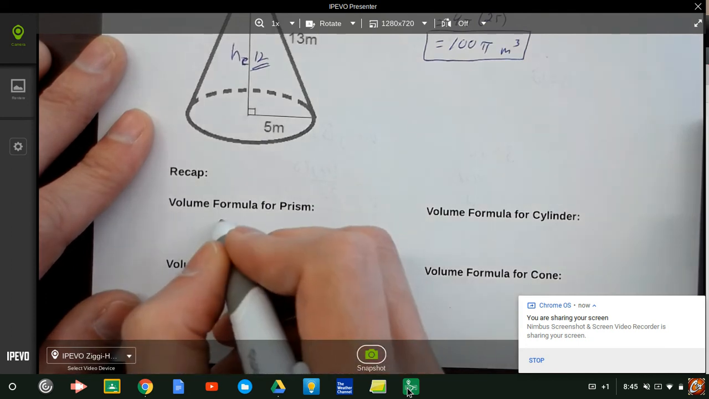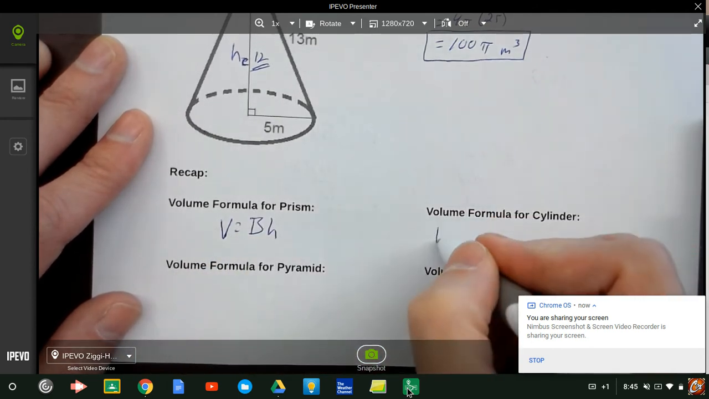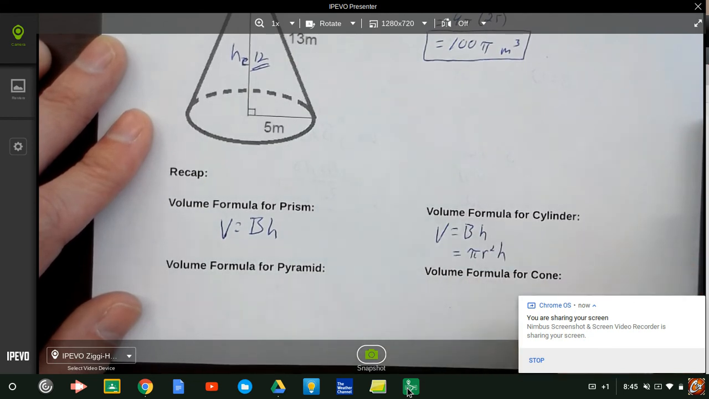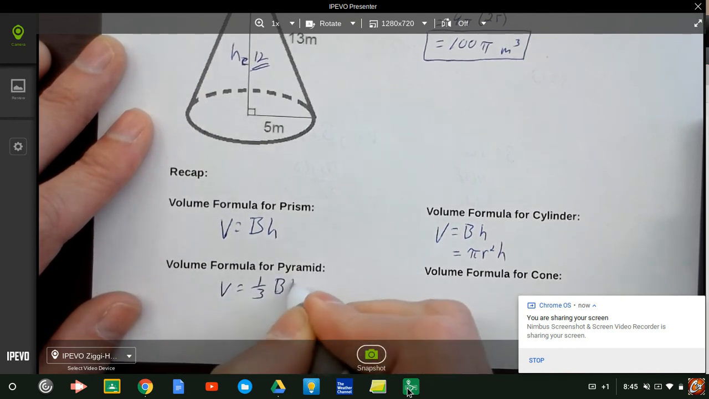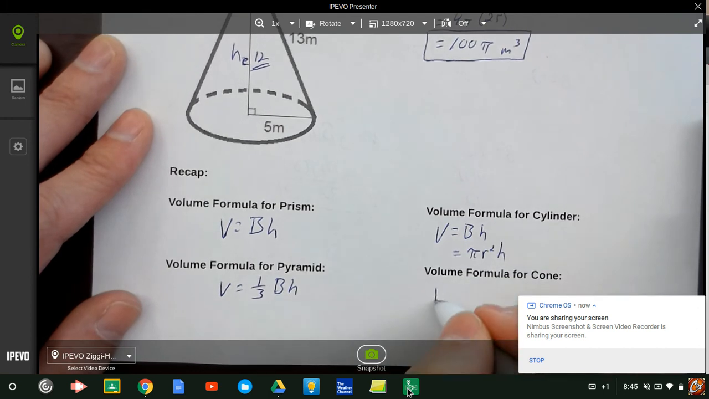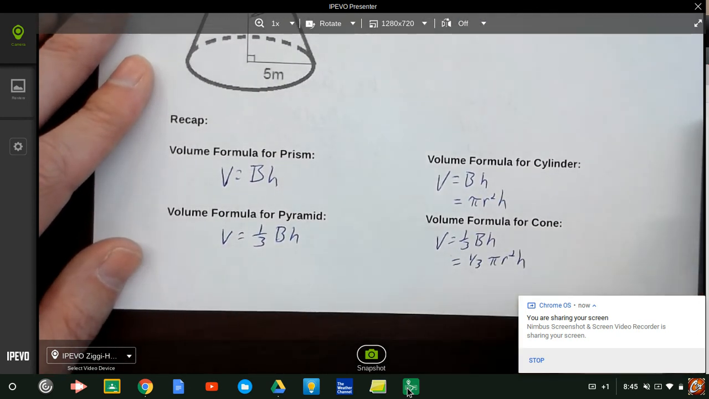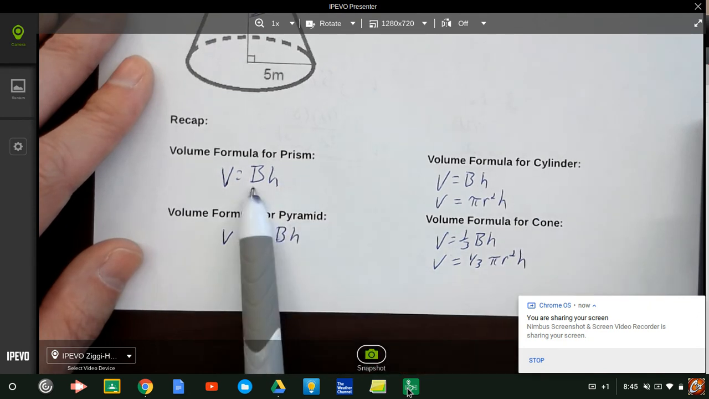Okay, so to recap, for prism, area of the base times the height. For a cylinder, area of the base times the height, which you could write as pi r squared h. For pyramid, the volume is 1/3 area of the base times the height. For a cone, 1/3 area of the base times the height, which you could write as 1/3 pi r squared h. Okay, so there's different formulas you could use. If you remember this and that, you're pretty much set, even if you don't remember these. Area of the base times the height. It all comes down to knowing the area of the bases.